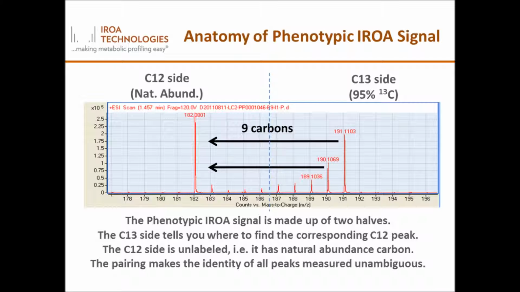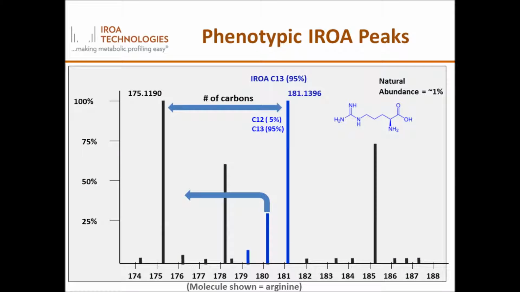When using the Phenotypic IROA protocol, the experimental sample is unlabeled and contains only natural abundance carbon. Here the Cluster Finder software identifies the 95% C13 labeled peaks from the internal standard and then calculates where to find the corresponding C12 peaks. The pairing makes the identity of all peaks measured unambiguous.